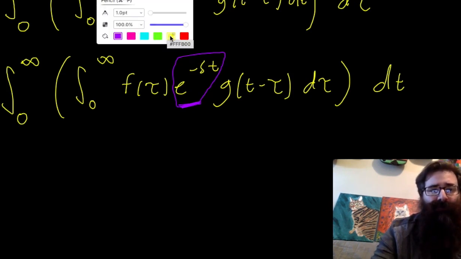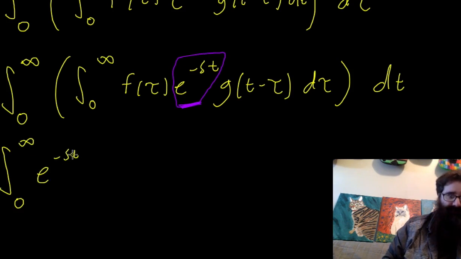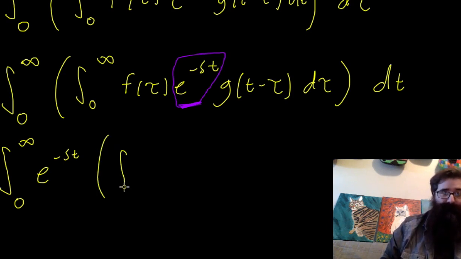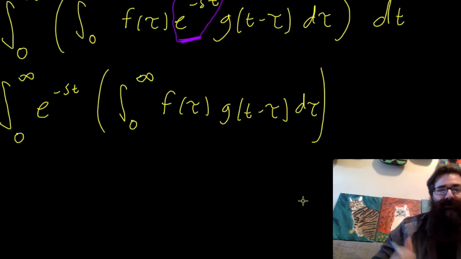So just a lot of manipulation with our integral here. We'd say, now I can think of this as the integral from 0 to infinity of e to the minus st of the integral from 0 to infinity of f of tau times g of t minus tau, and that's d tau, and then all of this dt.